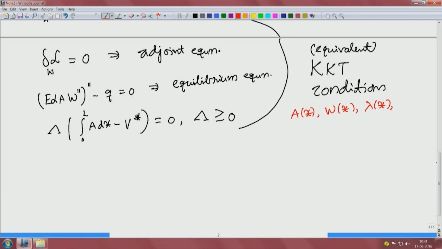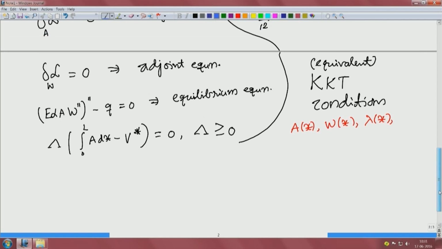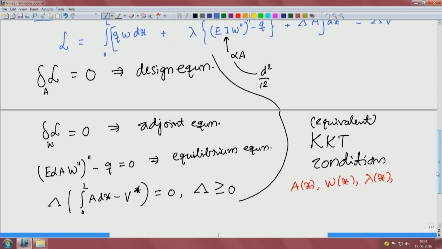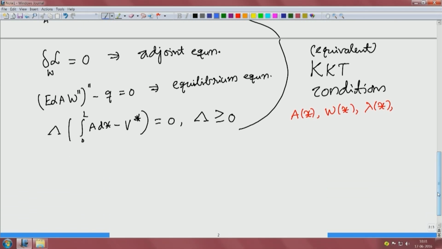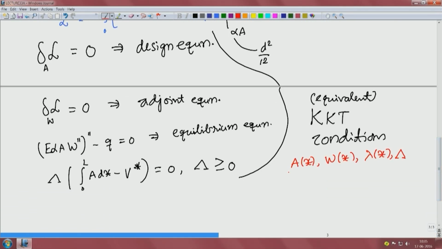Okay. Now, once we have these, we can write, and see we have written the equations: design equation, adjoint equation, equilibrium equation, and the complementarity condition, and the condition that lambda should be greater than or equal to 0. Once we have these, we can proceed and solve the problem. So, we have 4 variables and we have 4 equations. We can number them 1, 2, 3 and 4.